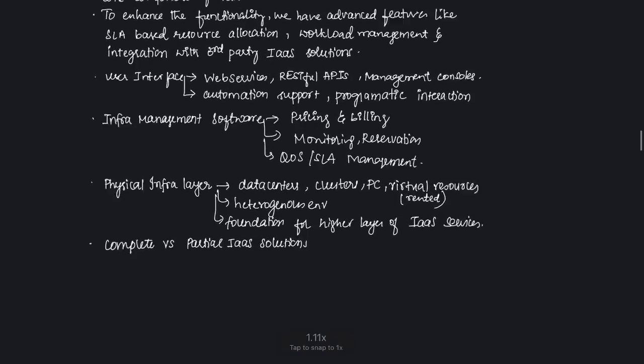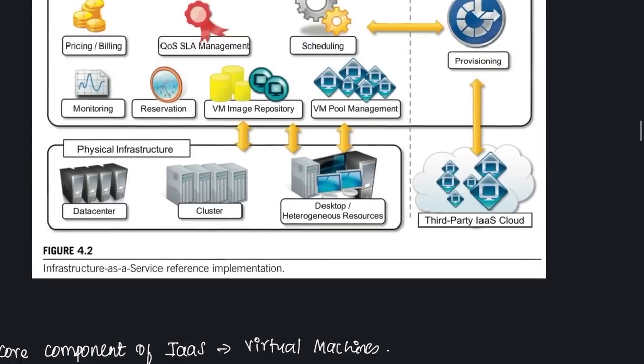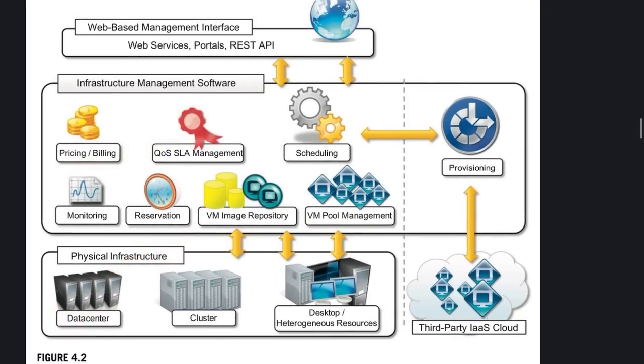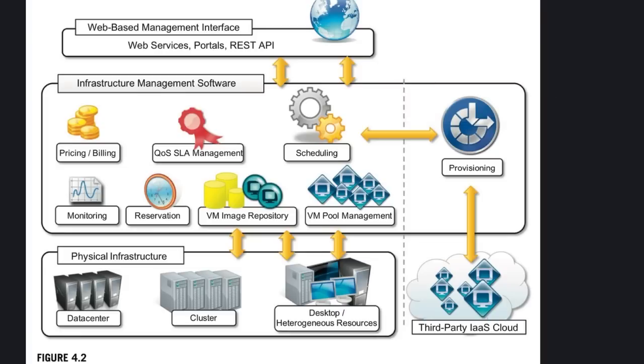Next, we have complete versus partial IaaS solution. A complete infrastructure as a service solution includes all three layers. That is, the user interface would be there, then it will have the software, and then it will have the physical infrastructure. Providers like EC2 are complete IaaS solutions.